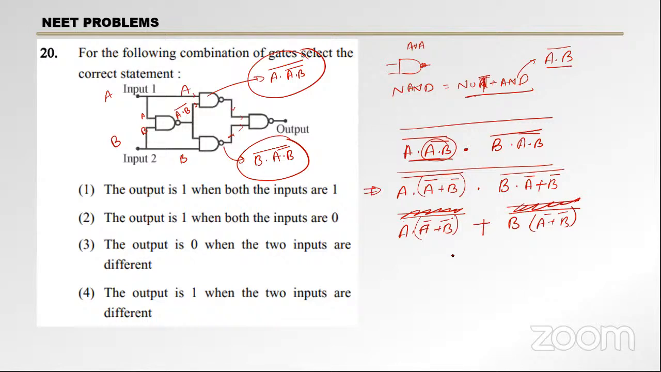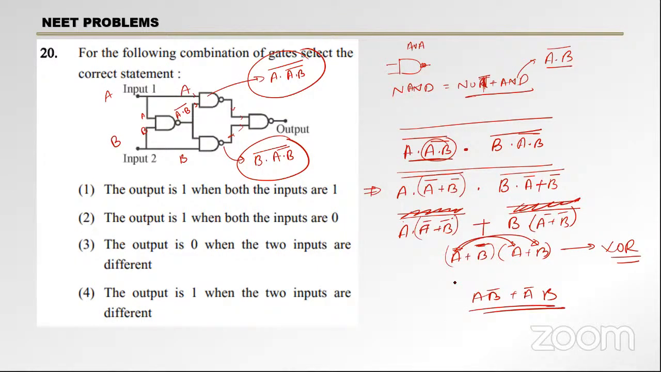You can take A plus B bar common. A bar plus B bar common. You will get A plus B. Okay. This is the common expression for XOR gate. अगर और solve करना है, if you want to solve it more, just multiply this with this, then this with this. You will get A B bar plus A bar B. Okay, this is XOR gate.